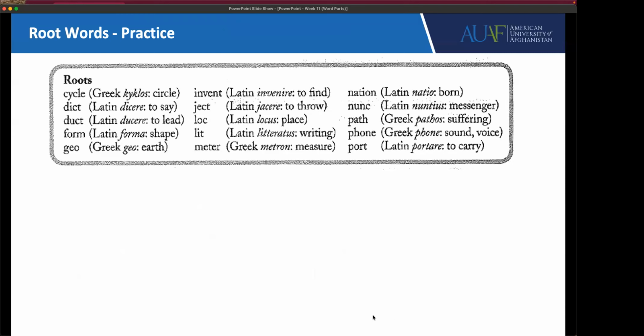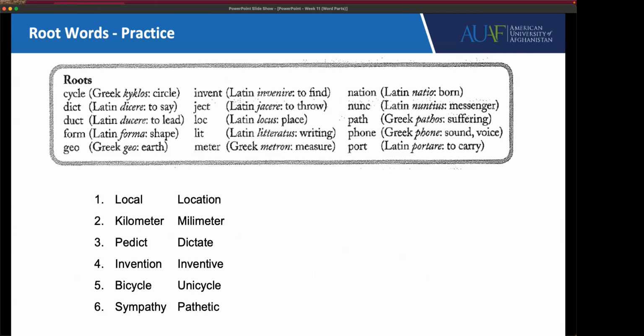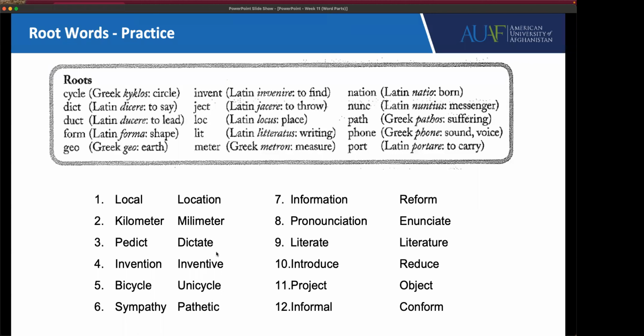So here we are with the same roots. Let's see how we did. Predict, dictate, bicycle, unicycle. We got motorcycle. That's fine. Sympathy, pathetic, or empathy. Kilometer, millimeter, centimeter, same. Predict, dictate, good. Information, reform. Pronunciation, enunciate. Okay, I wouldn't have gotten that one either. Pronunciation, enunciate. So what is the root?